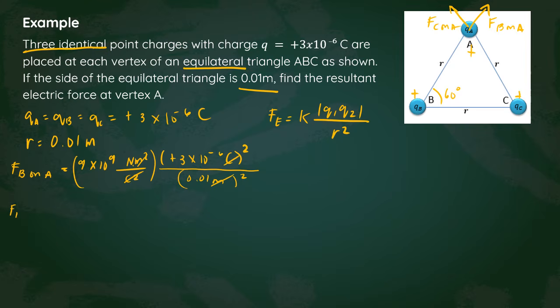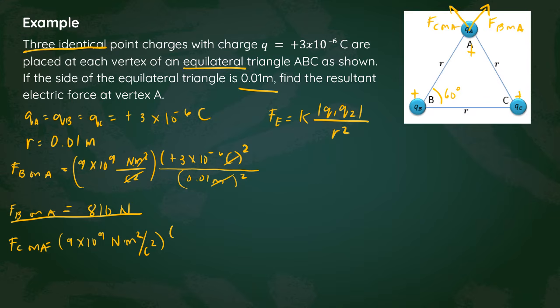So the force exerted by particle B on A, or point charge B on A, is 810 newtons. Now, for C on A, we have force C on A, still following Coulomb's law. So we have 9 times 10 raised to 9 newton meters squared per coulomb squared, multiplied by positive 3 times 10 raised to negative 6 coulombs. We square it since, again, they are the same.